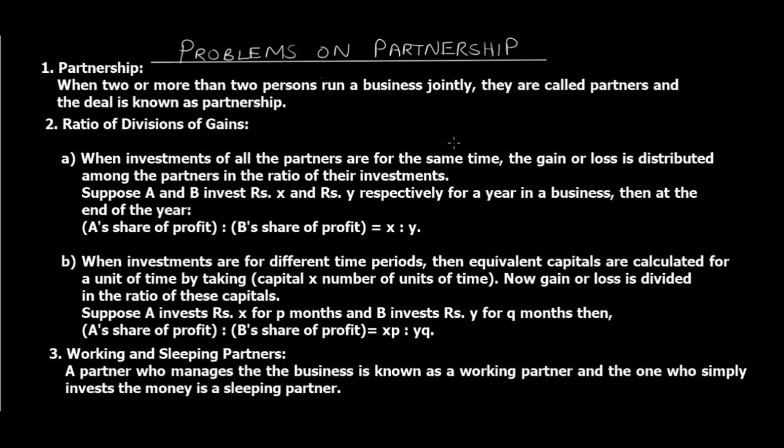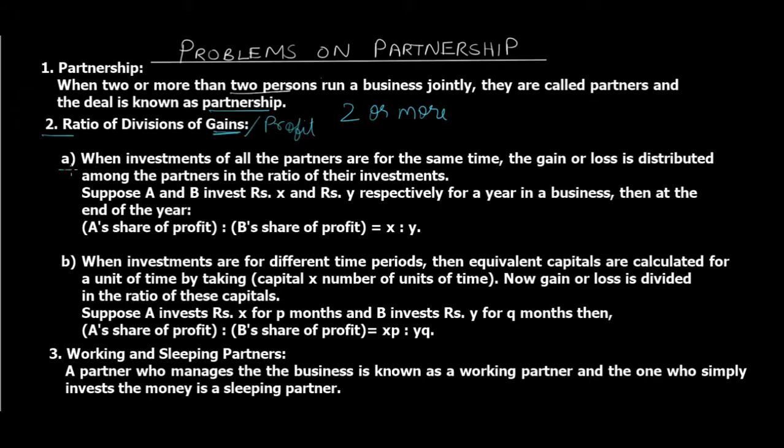When two or more than two people run a business jointly, they are called partners, and the deal is known as partnership. This is a business and commerce oriented concept, wherein two or more than two people come together and invest in a business and start off together. If they are running a business together, there must be some profit, right? So how do we divide those profits?